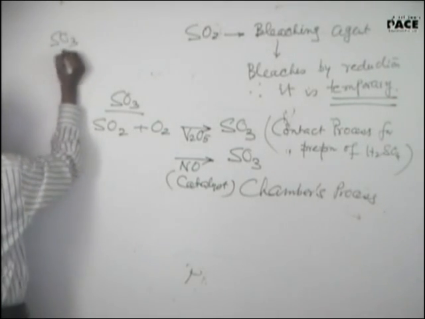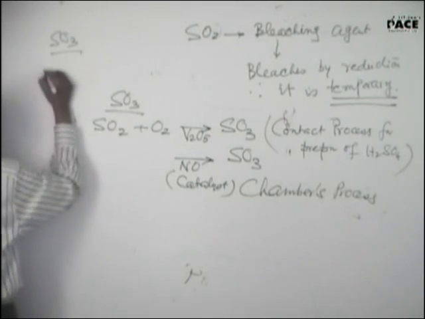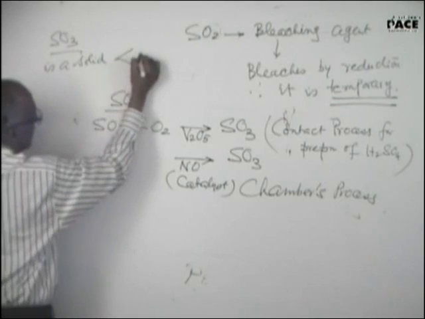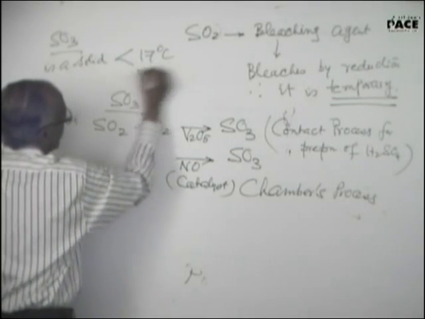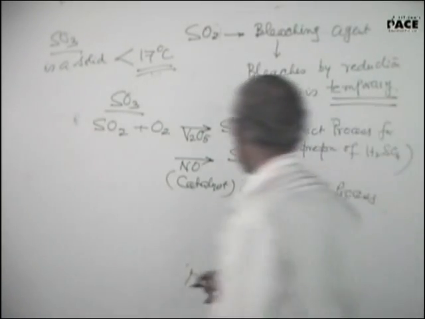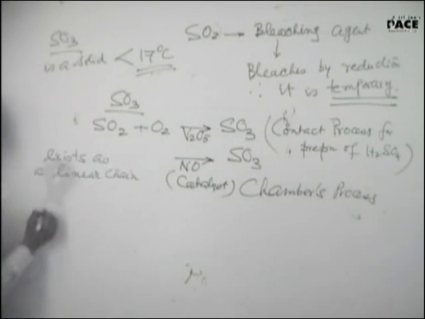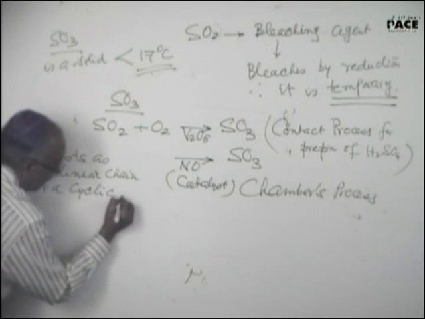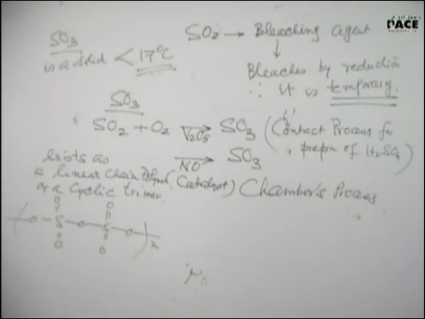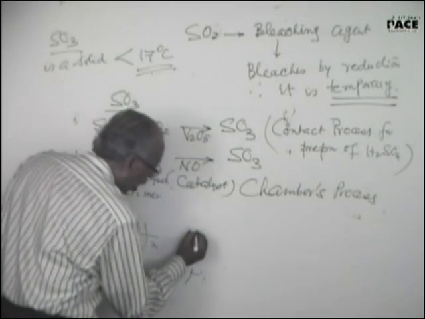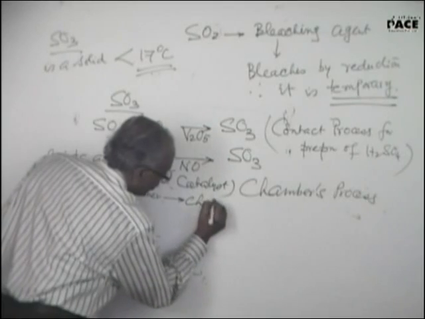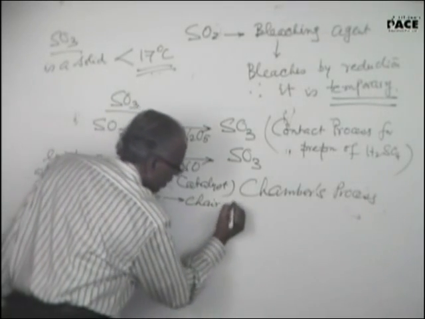Sulfur trioxide is a solid at less than 17 degrees Celsius. It exists as a linear chain polymer or as a cyclic trimer in chair shape conformation.